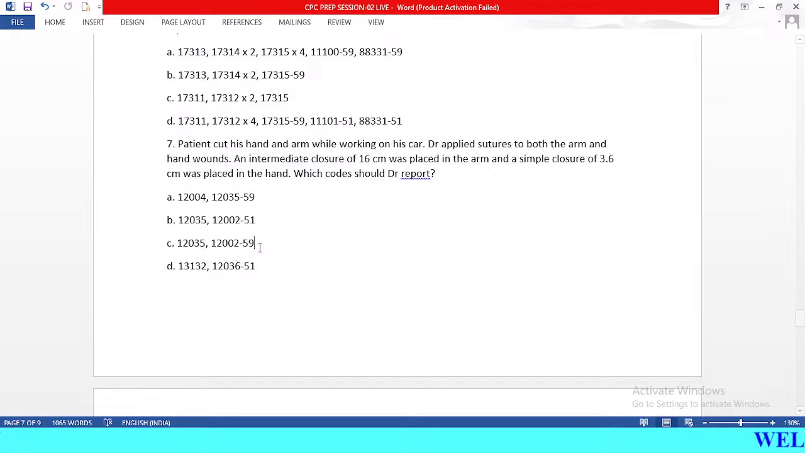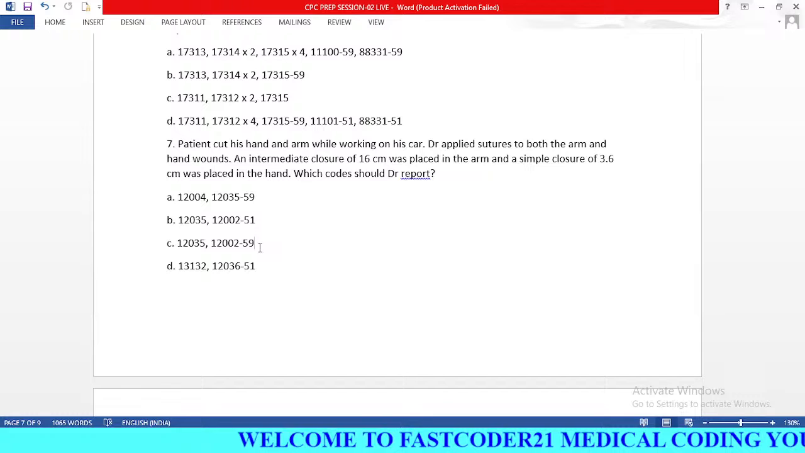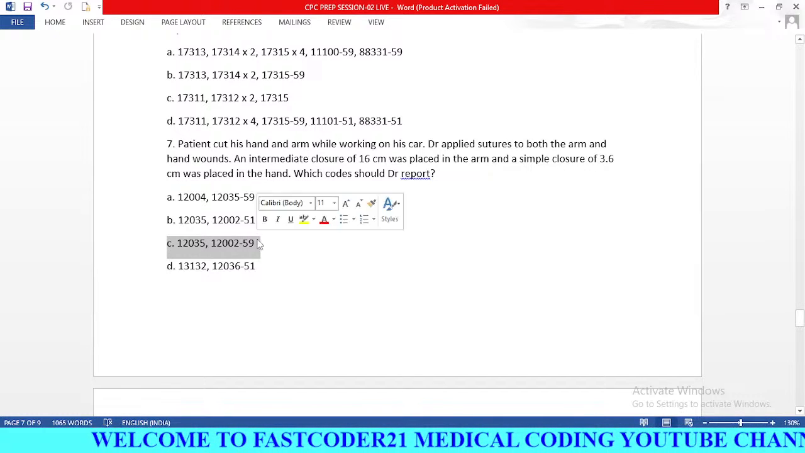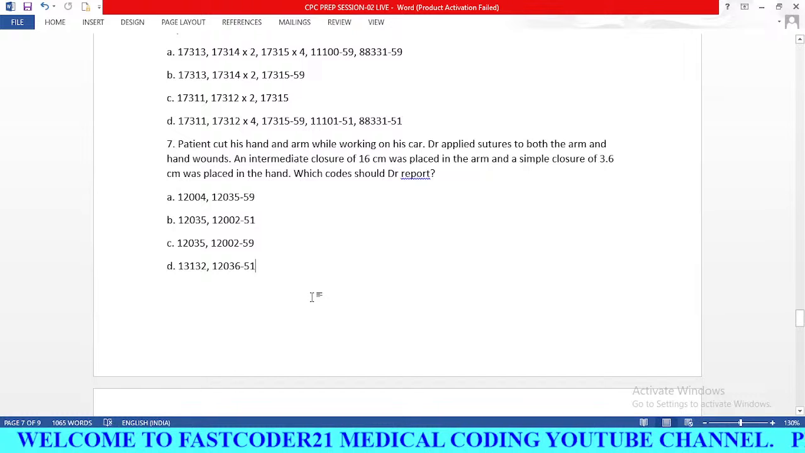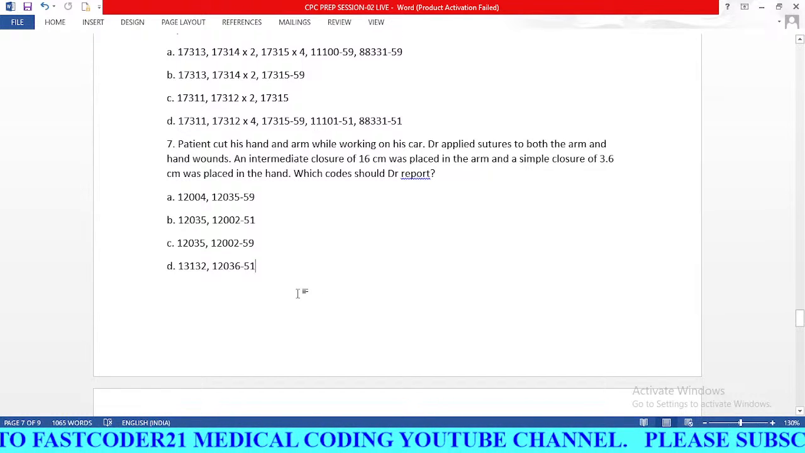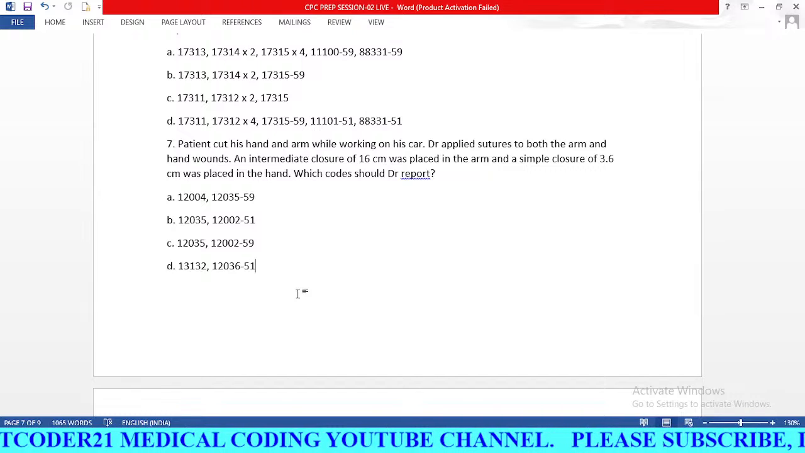Based on CPT guidelines, whenever we have multiple repairs, we need to code the more complex repair first, then the simple. For example, if we have complex, intermediate and simple, we first code complex, then intermediate repair, then simple repair. Because of that CPT guideline, we have coded the intermediate repair first, then the simple repair later. Vinaya, this is C.